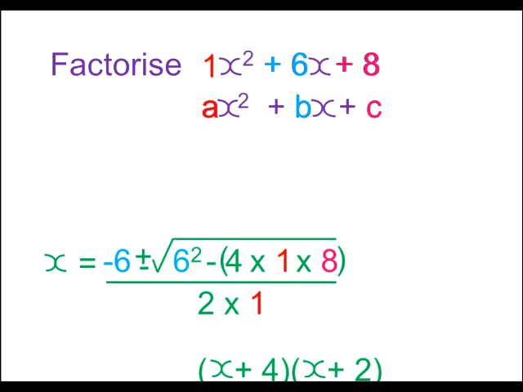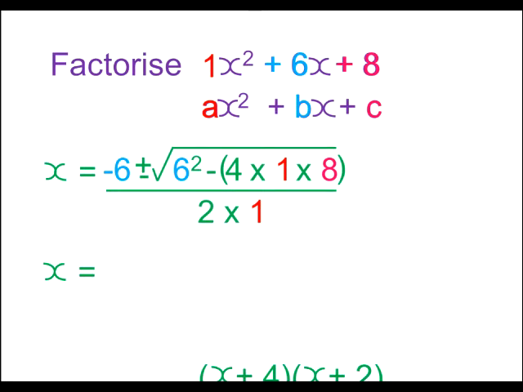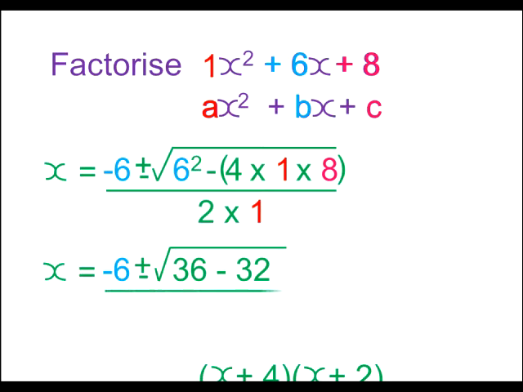So let's tidy this up. So we've got plus or minus the square root of (36 minus 32), all over 2. We can tidy that up again by just subtracting them and getting 4.